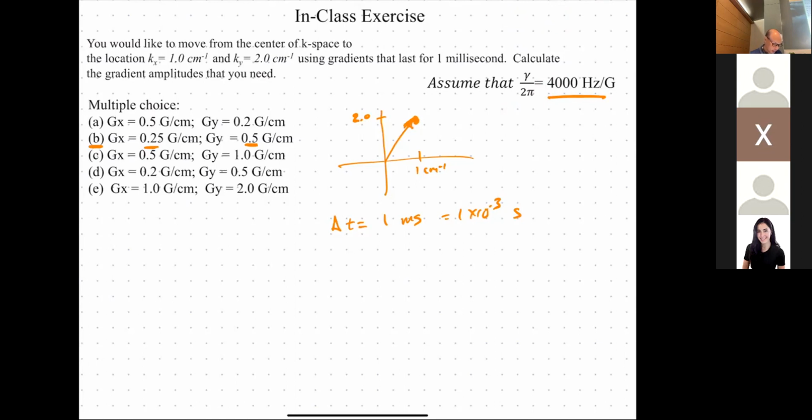So let's just check that. So we want 1 inverse centimeter to equal 4,000 times 1 times 10 to the minus 3 times the gradient, right?